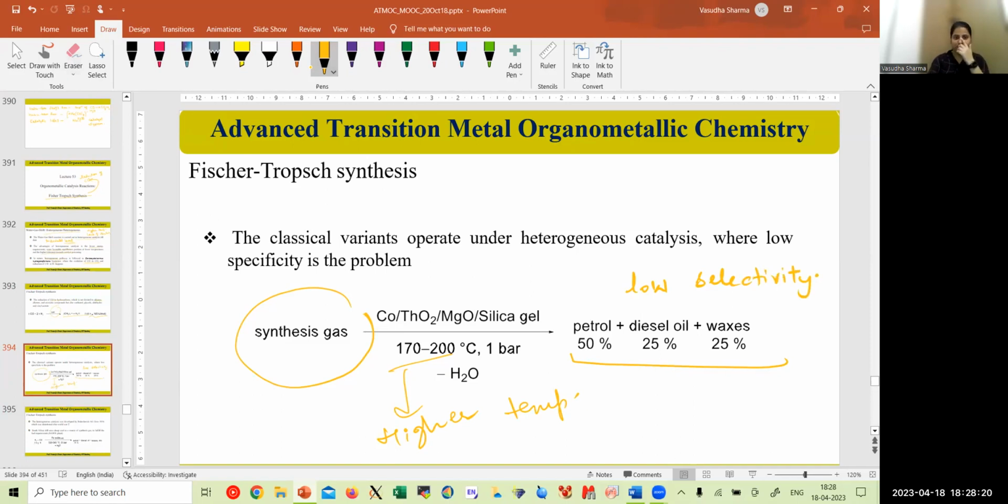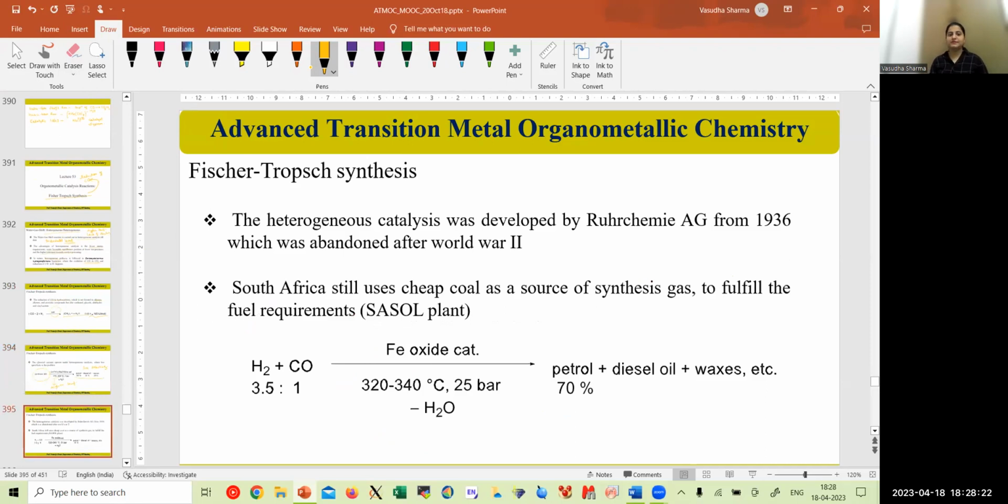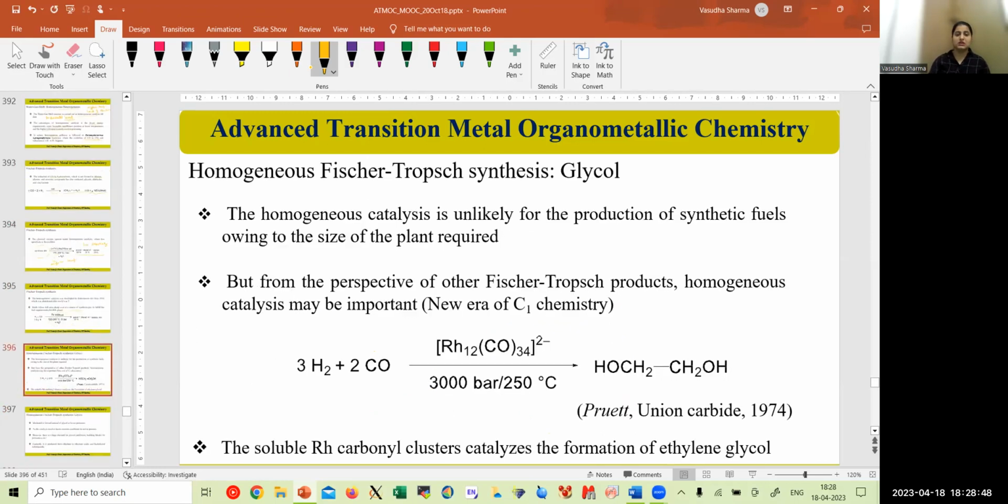So that is a major problem. Therefore, the heterogeneous catalysis was developed by AG from 1936, which was abandoned after World War II. South Africa still uses a cheap source of synthesis gas to fulfill all the fuel requirements. That means using H2 and carbon monoxide. This is an iron oxide catalyst, and look at the temperatures, very high, and they could go up to petrol at 70%. That yield has been increased.